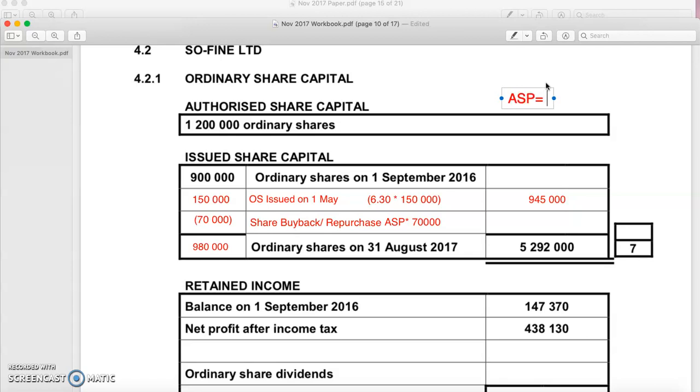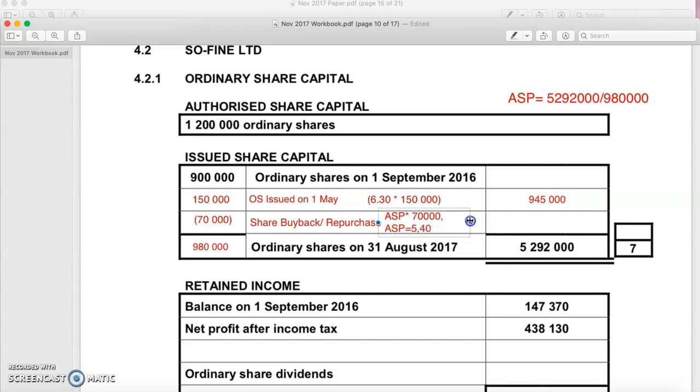Average share price is going to be 5,029,200 divided by 980,000. So this is the amount you will use to calculate this, not the amount given to you. They give you that to confuse you. And if you calculate those amounts written above, you should get 5 rand 40, okay?